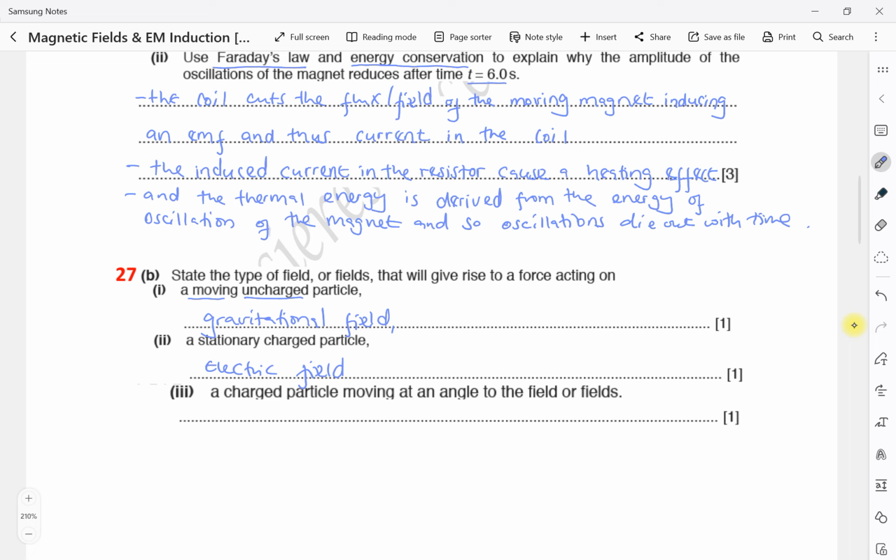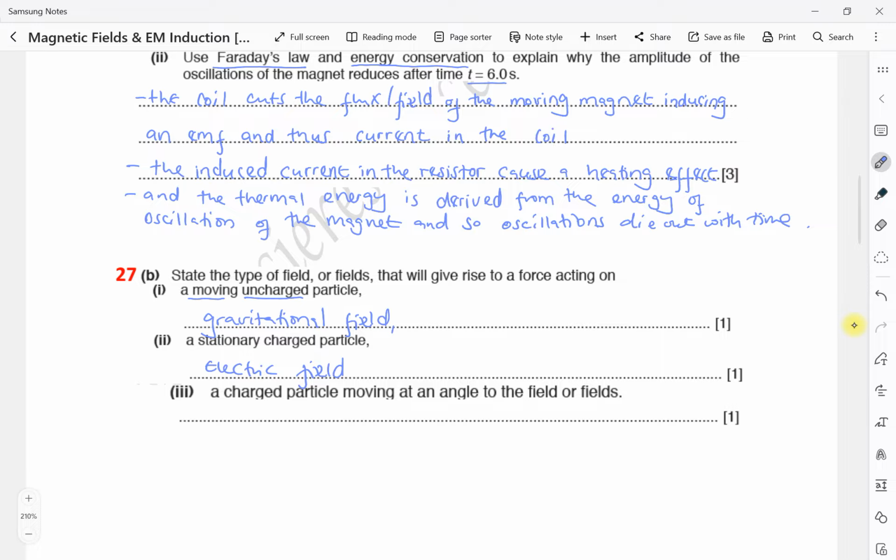Then a magnetic field acts on anything which has charge as long as it is moving, and it should be moving at a non-zero angle. The direction of motion should have a component perpendicular to the magnetic field. In other words, the particle should not be moving parallel to the magnetic field. So here, it must have a charge. And of course, the magnetic field acts on a particle which has a charge, and the charge must be moving at an angle to the magnetic field. The angle should not be zero.